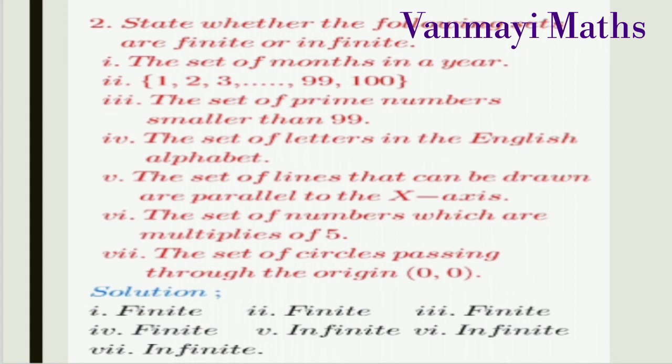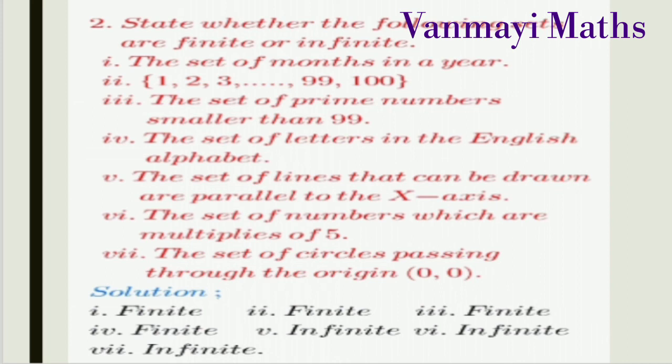First one, the set of months in a year. There are 12 months, so it is finite because a countable number of elements are there in that set. And the second one, {1, 2, 3, ..., 100}, is also a finite set. Here also a countable number of elements are there.